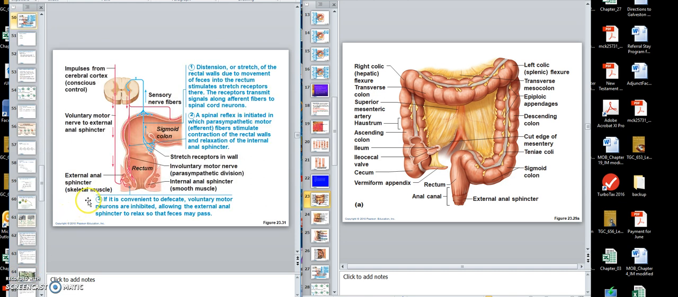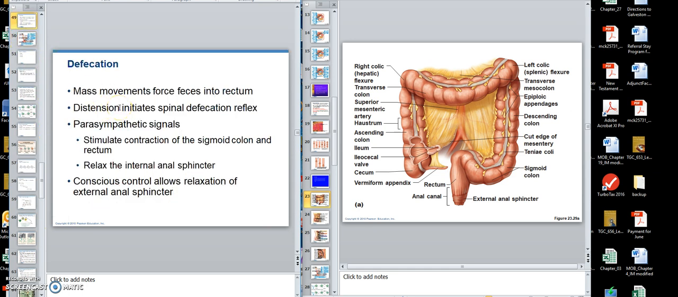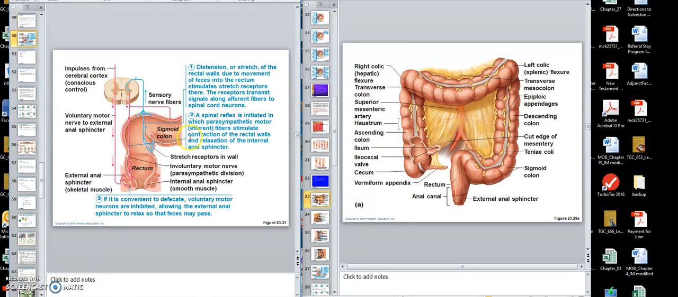Defecation. Okay. Mass movement forces feces into the rectum. Distension initiates the spinal defecation reflex. Parasympathetic fibers do it, and conscious control. So, in other words, it's really kind of like urination in a way. You send a signal to the sacral area of the cord. Okay, that says there's something there.